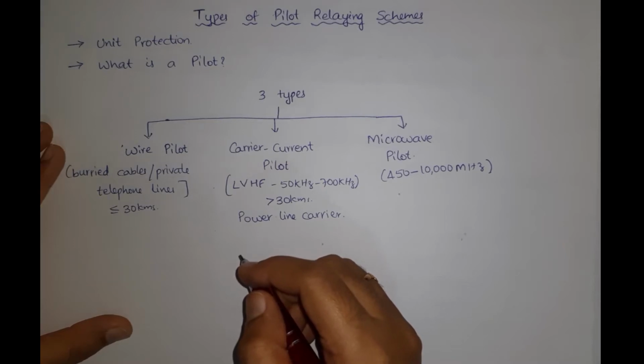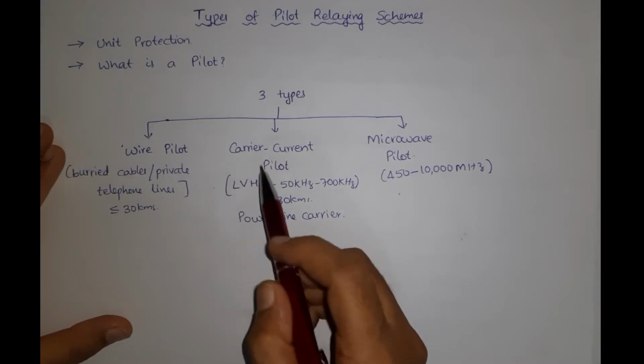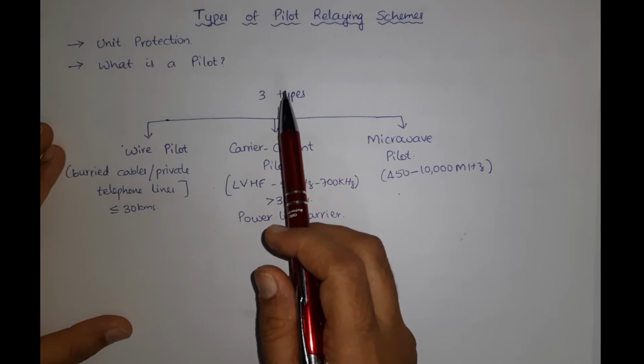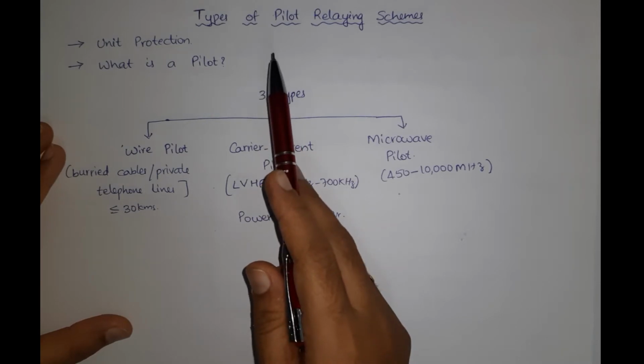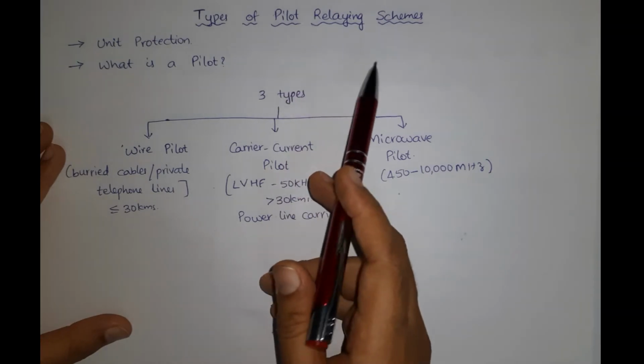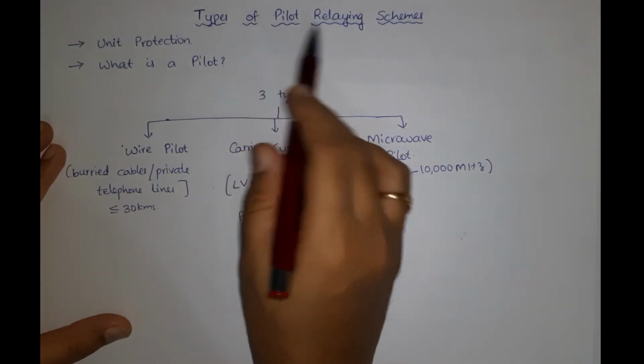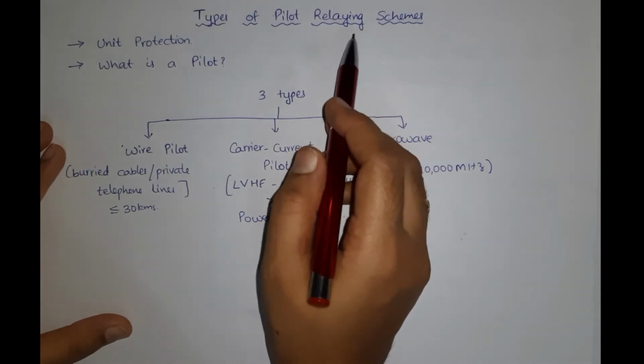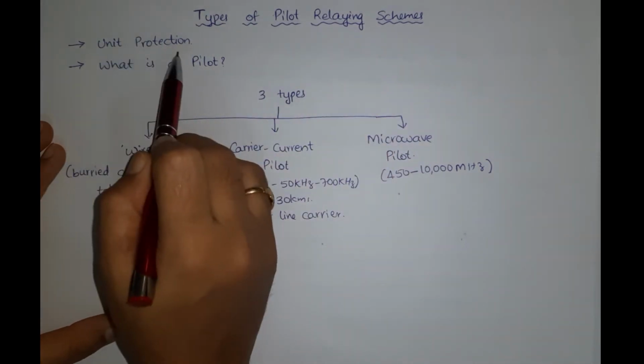Hello everyone. In this lecture we are going to see what is meant by a pilot, what is a pilot relaying scheme, and what are the different types of pilot relaying schemes. This pilot relaying scheme comes under the point of unit protection.